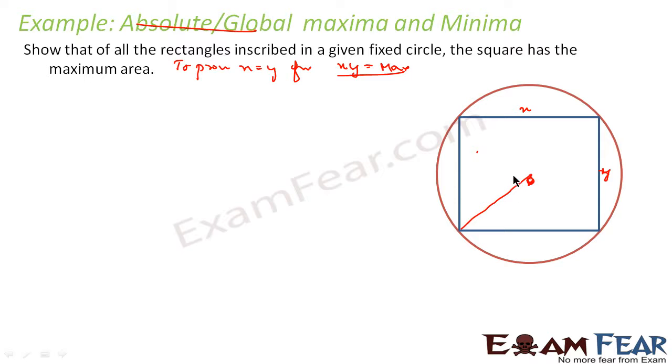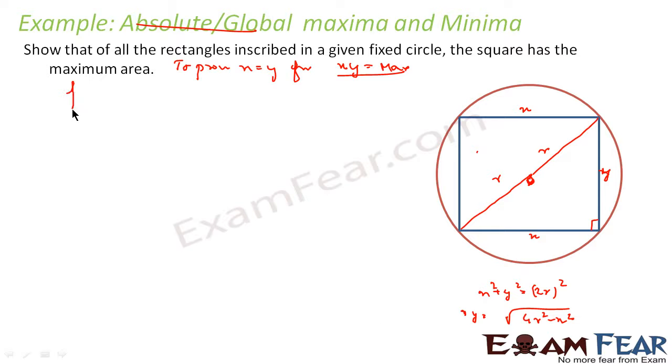I'm trying to get a relation between x and y, so that I can write the whole thing in terms of x, and then find the value of x for which this is max. This is r, this is r, this is 2r, this is x, this is y. My Pythagoras theorem says that x square plus y square is equal to 2r whole square, because it is a right triangle. So my y is nothing but root of 4r square minus x square.